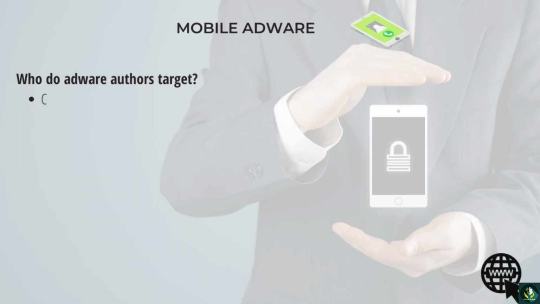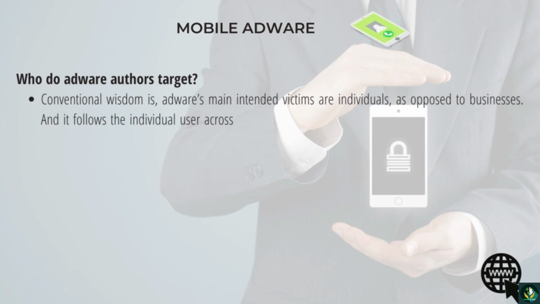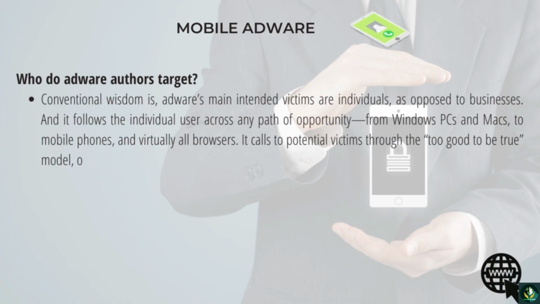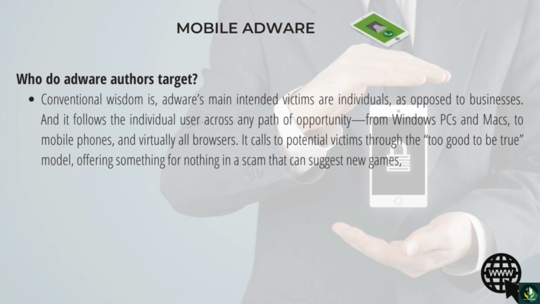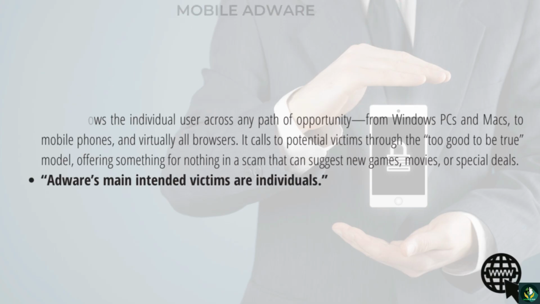Who do adware authors target? Conventional wisdom is adware's main intended victims are individuals as opposed to businesses, and it follows the individual user across any path of opportunity, from Windows PCs and Macs to mobile phones and virtually all browsers. It calls to potential victims through the too good to be true model, offering something for nothing in a scam that suggests new games, movies, or special deals. Adware's main intended victims are individuals.